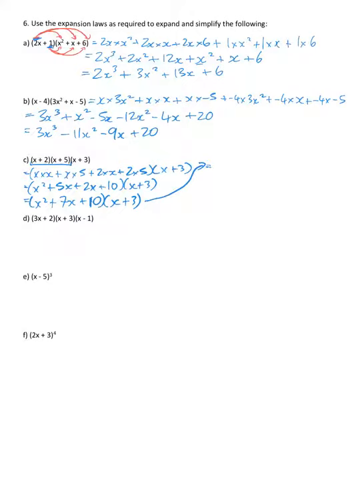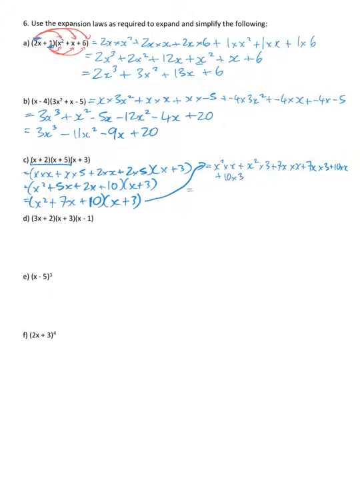So the left-hand set of brackets, it's x squared times by the x in the right-hand side, plus x squared times by 3, plus 7x times by x, plus 7x times by 3, and then the 10 plus 10 times by x, and then I need to go to the next line, plus 10 times by 3.